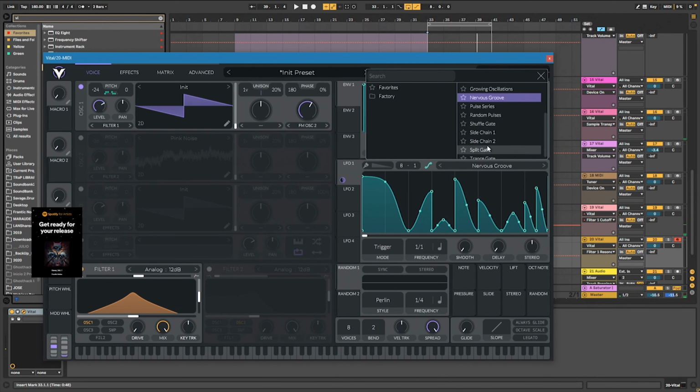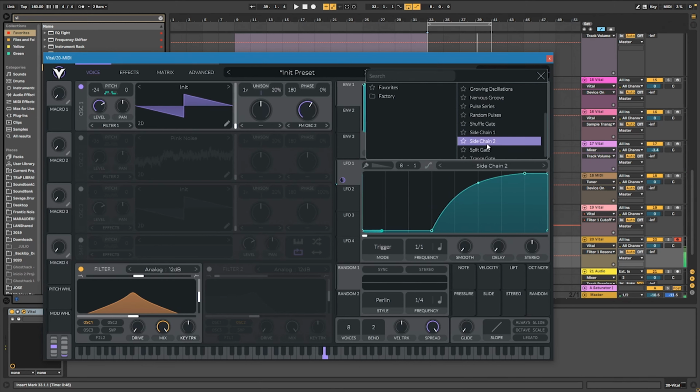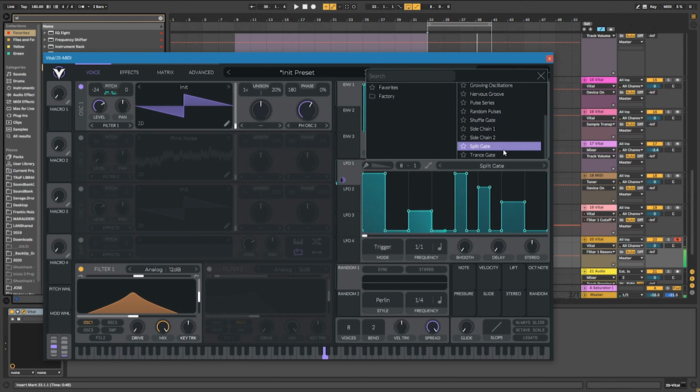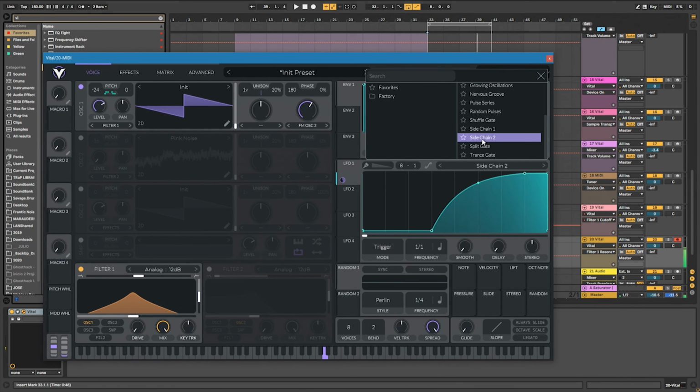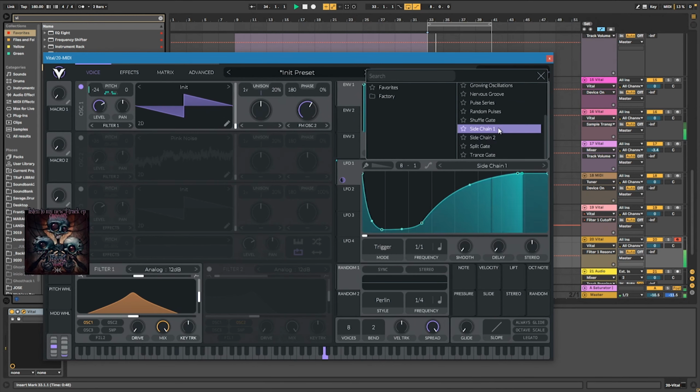This is the factory presets for the LFO shapes, which sometimes can give us unexpected pitch modulations, no? Because this is normally, maybe, for these gates, normally for volume modulation or some other things instead of pitch modulation. But this can give you weird results.